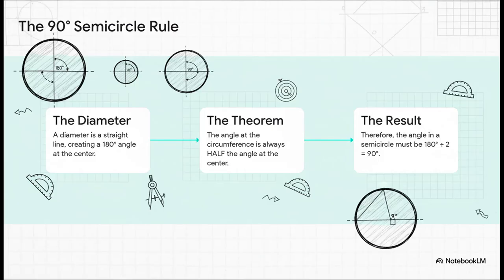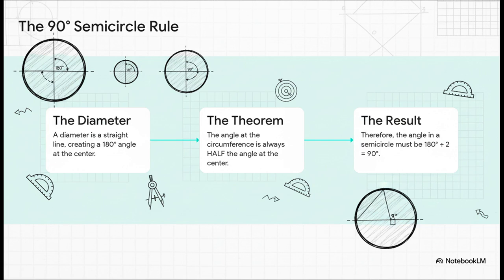And check this out. That last theorem basically proves another famous one. We know a diameter is just a straight line, right? So it makes a 180-degree angle at the center. And since the angle at the circumference is always half the angle at the center, well, what's half of 180? It's 90.